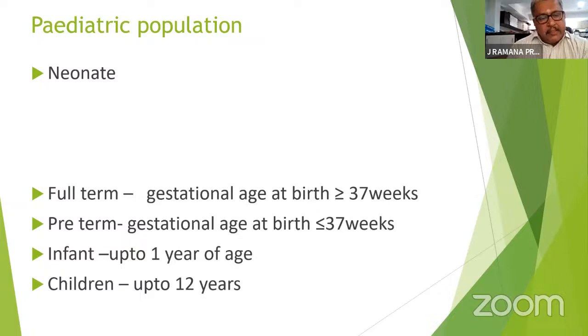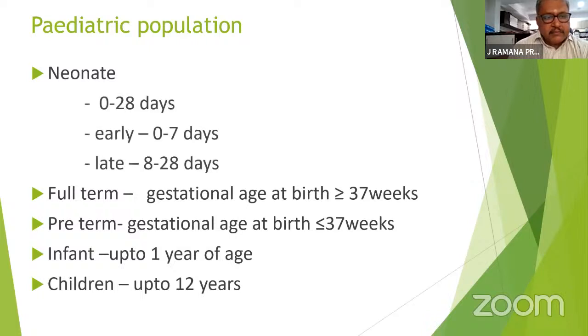Neonate is up to 28 days. Early neonate is 0 to 7 days. Late neonate is 7 to 28 days. So early neonate is 0 to 7, late neonate is 8 to 28.